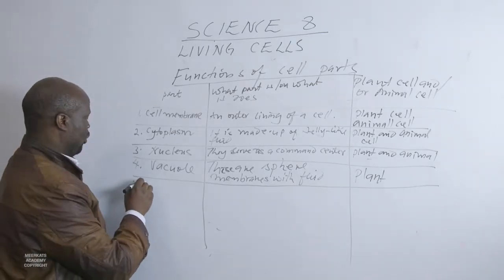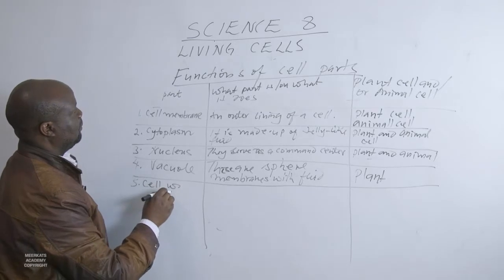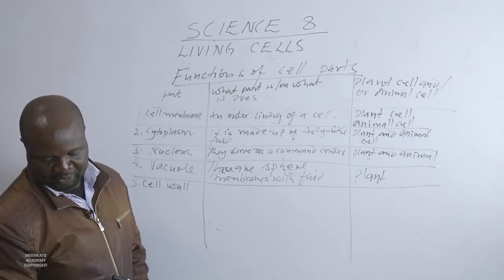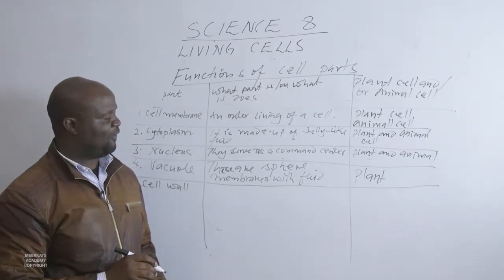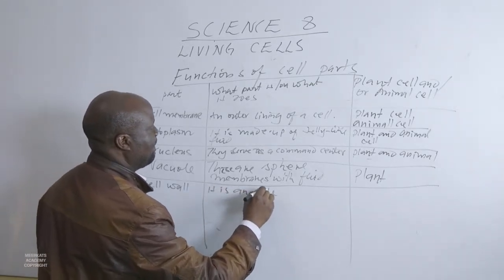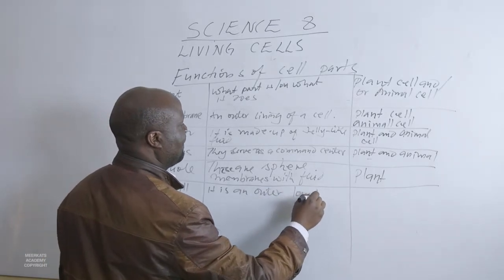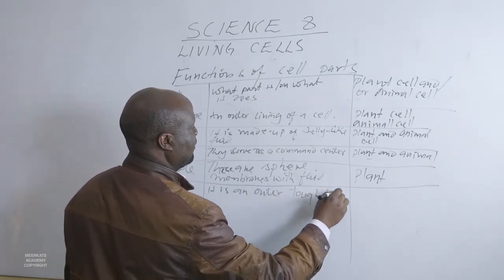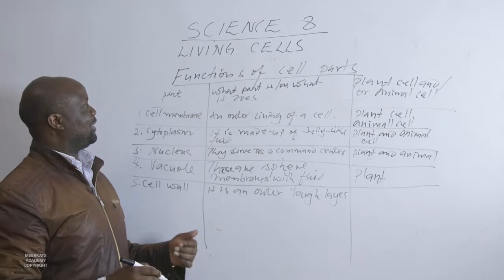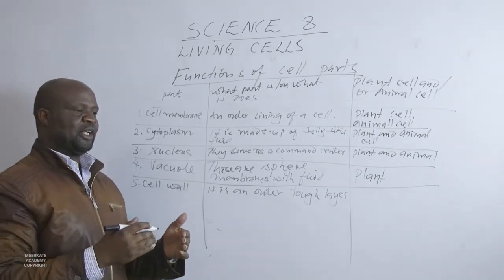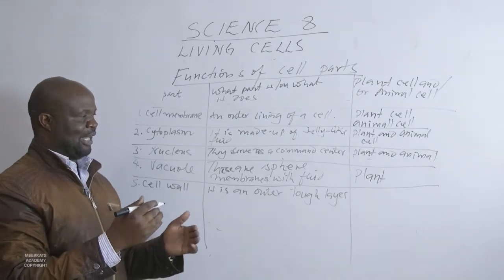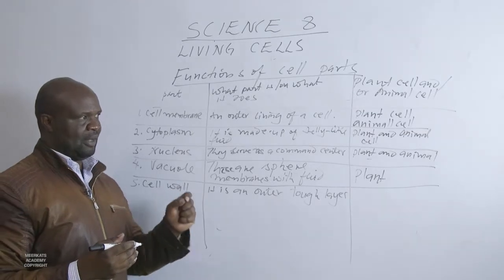It's called the cell wall. What about the cell wall? It is an outer, tough layer. We have other outer layers that are not tough, like the one we had seen, the cell membrane. So if we have the cell membrane, the cell wall is the outermost layer, and it is tough. It gives the particular cell a shape.